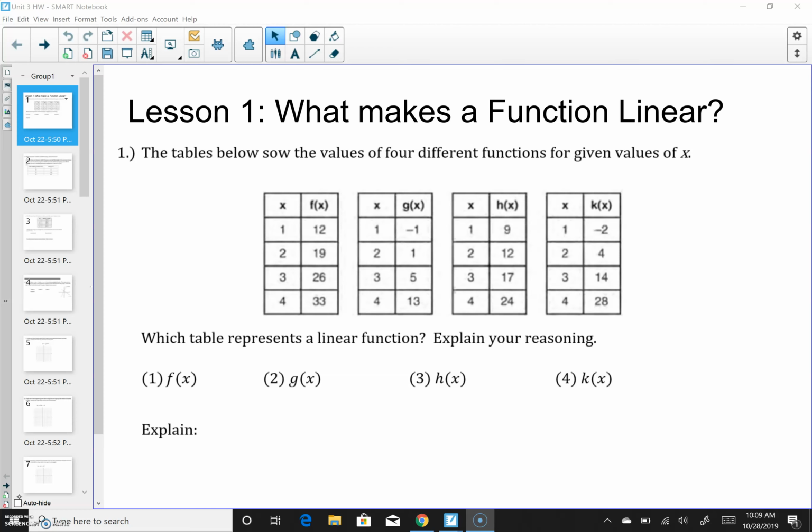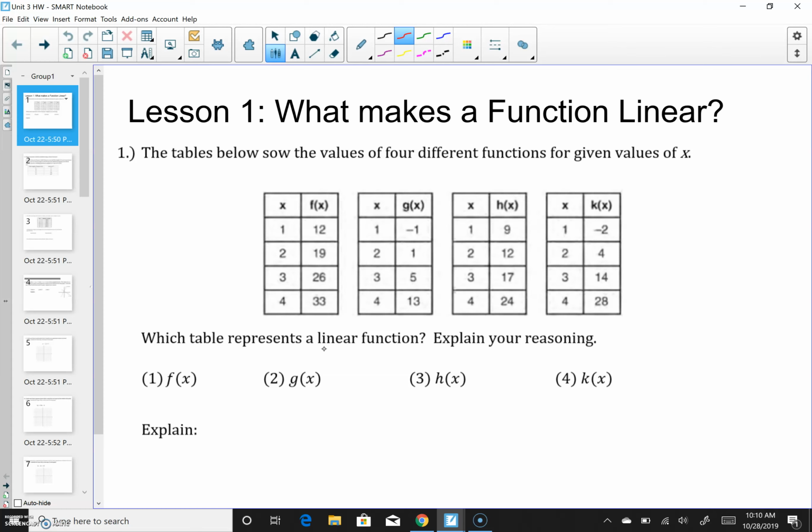In Unit 3, we're going to talk about what makes a function linear. And in Lesson 1, that's exactly what we're going to analyze. So the first one has the tables below show the values of 4 different functions for a given value of x. And it wants to know which tables represent a linear function, and then we're going to explain why.